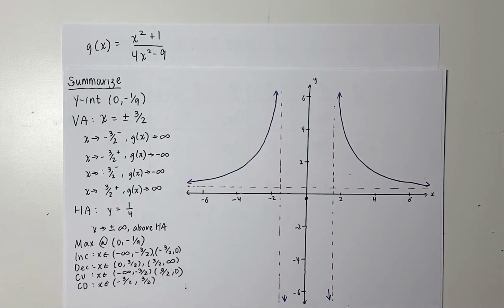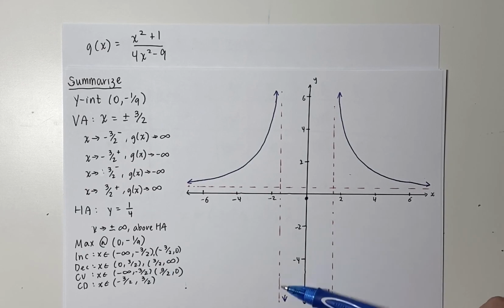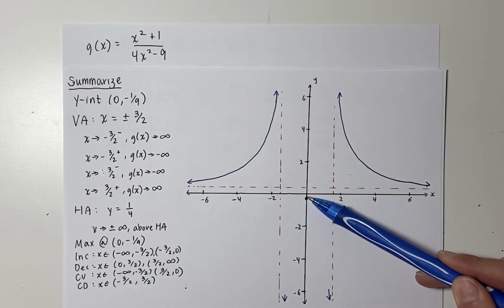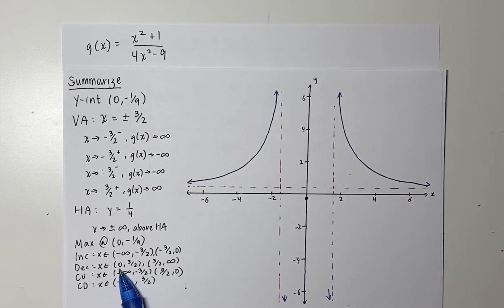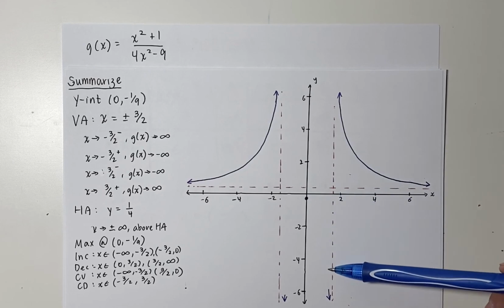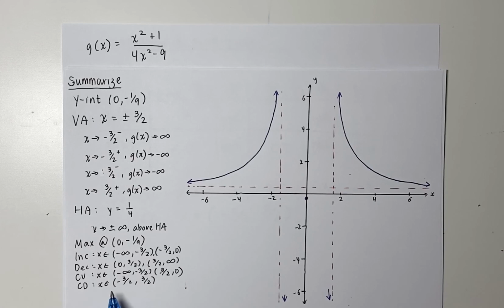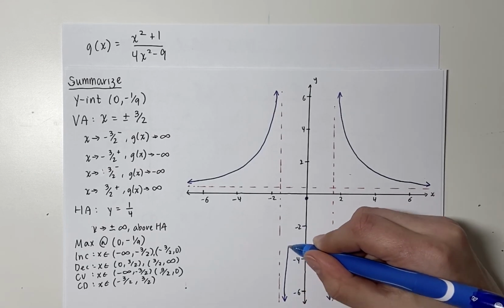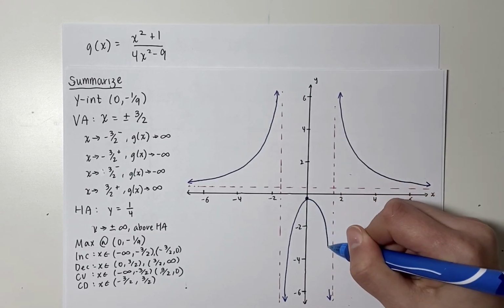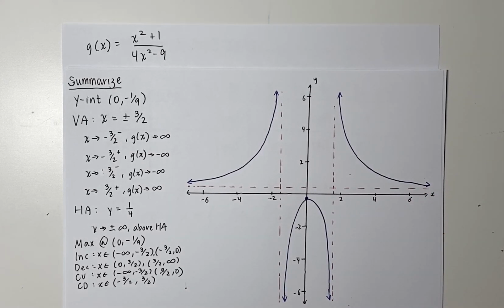And then from negative 3/2 to 0, so from this vertical asymptote to 0, it's increasing. And then from 0 to 3/2, it's decreasing. So it's going to look like this. Now is it concave up or concave down? Well, from negative 3/2 to 3/2, it's concave down. So it's going to look like this. And there you go. There you drew your function g of x.